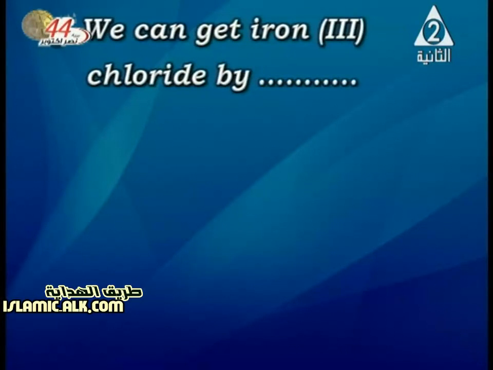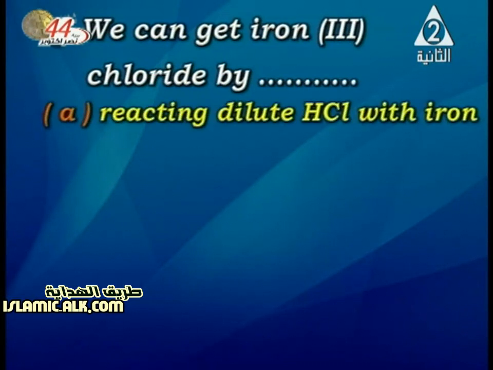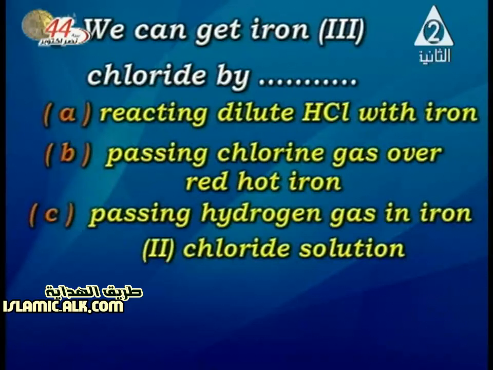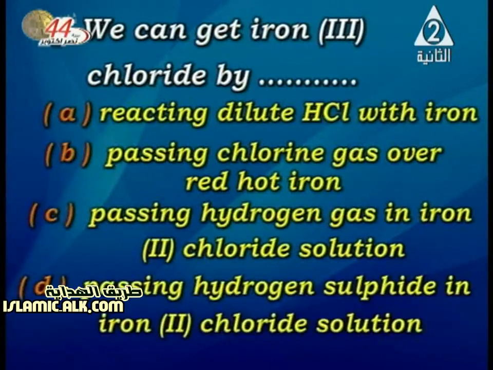Next point, we can get iron 3 chloride by what? Reacting dilute hydrochloric acid with iron, passing chlorine gas over red hot iron, passing hydrogen gas in iron 3 chloride solution, or passing hydrogen sulfide in iron 2 chloride solution. If you think about it, yes, the answer will be passing chlorine gas over red hot iron.